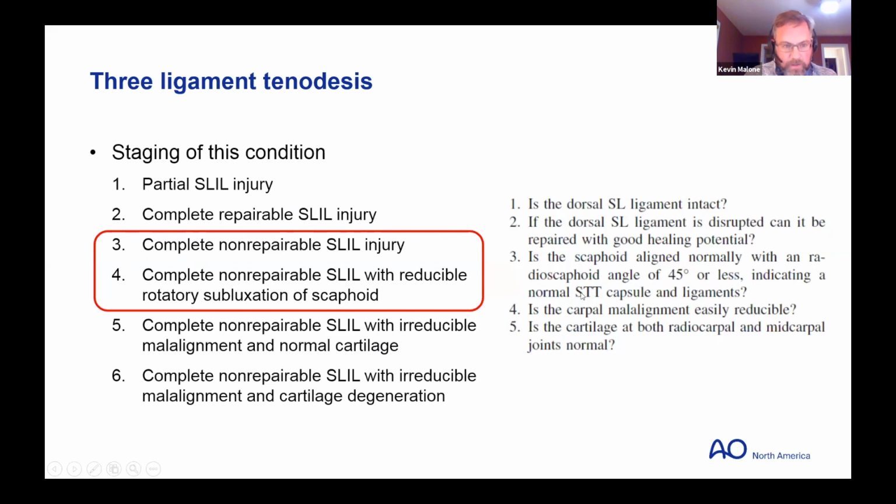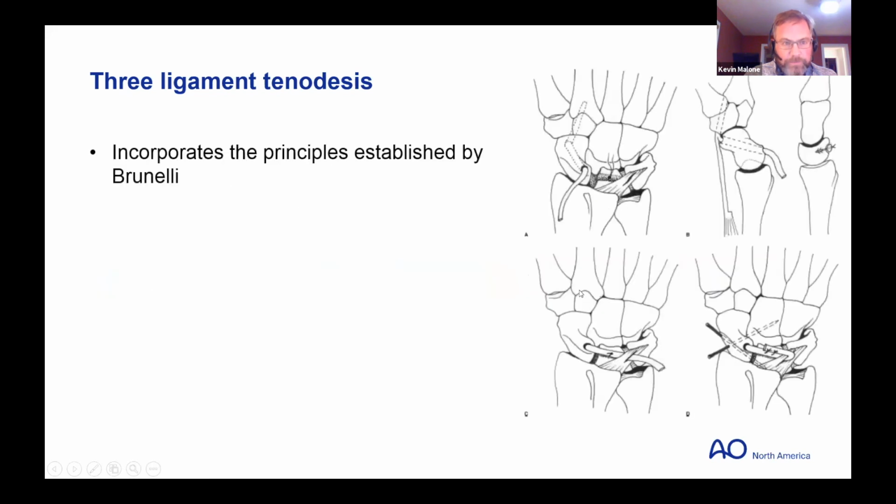So we're going to focus on these stage 3 and stage 4 here. And this is incorporating the principles that Dr. Berger established, using that distally based FCR tendon pedicle to help reinforce the volar SL ligament. Here, the trajectory of the tunnel is a little bit more oblique and less transverse, exiting dorsally here, as Dr. Garcia-Elias suggested, where you can then bring that across the scapholunate joint and secure it with an anchor.